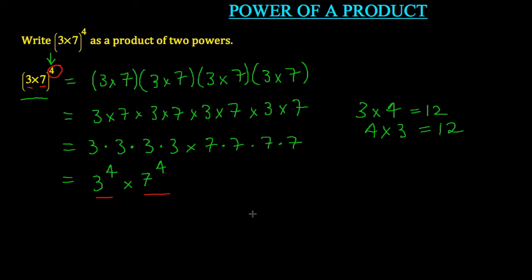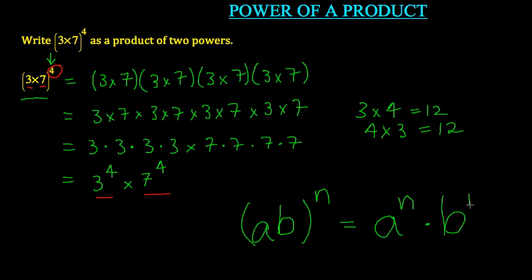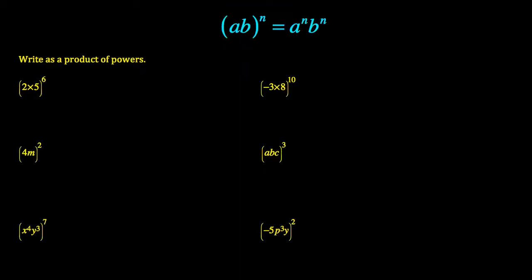It leads to this property, which we refer to as the power of a product. It goes like this: A times B, so two different bases, raised to some exponent n, is simply A raised to that exponent n times B raised to that same exponent n. Let's try it with a few examples. Just highlighting again, A times B, all raised to the exponent n, is simply A raised to that exponent n multiplied by B raised to that exponent n.